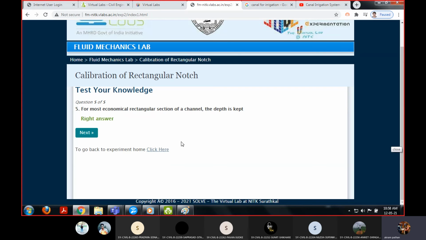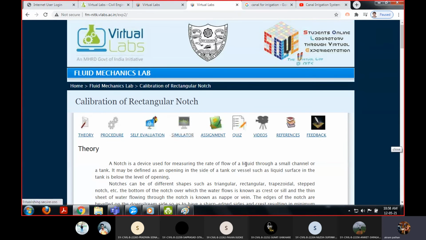So in case of the laboratory, we have such kind of test. In each experiment, there will be 5 to 6 questions, and these questions are very important from the competitive examination point of view also. So you have to Google it. That is the virtual lab. You will find such kind of lab there, and you have to practice.